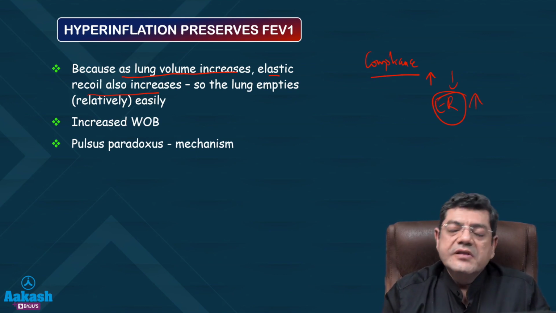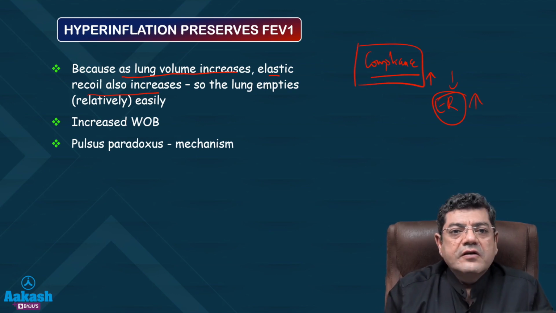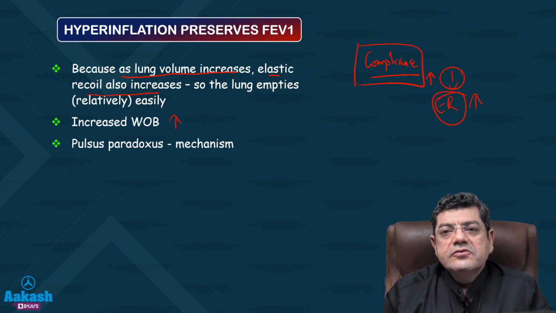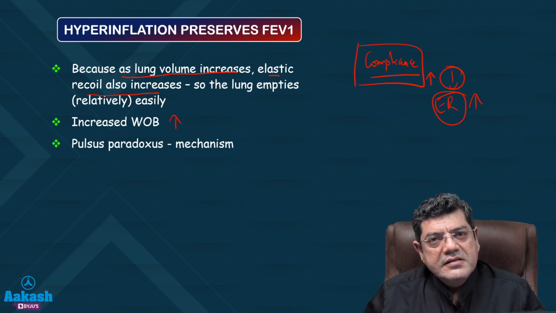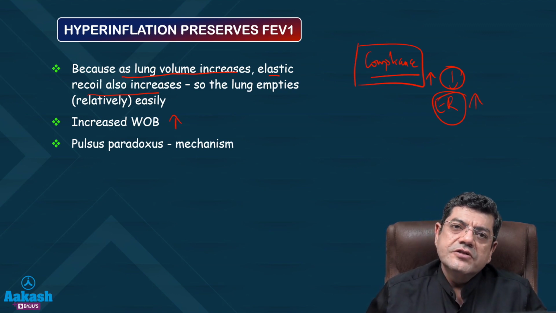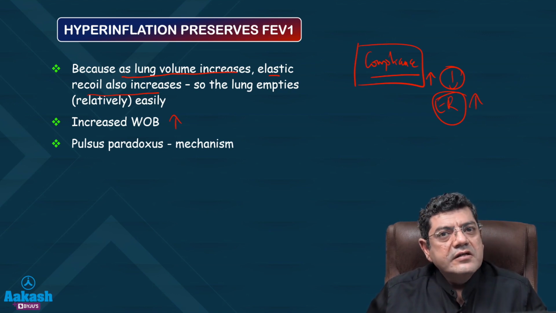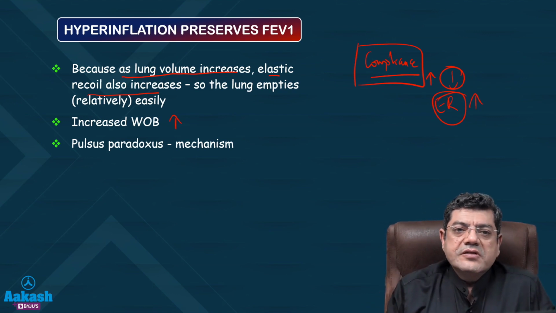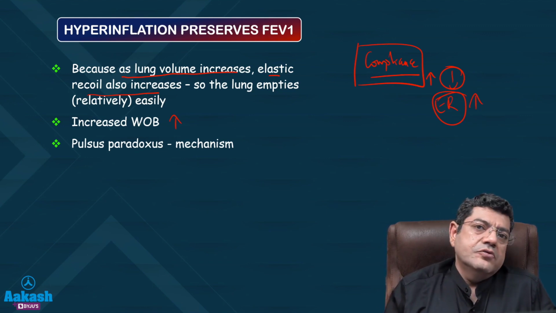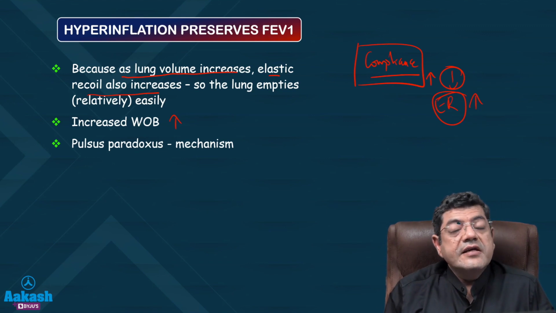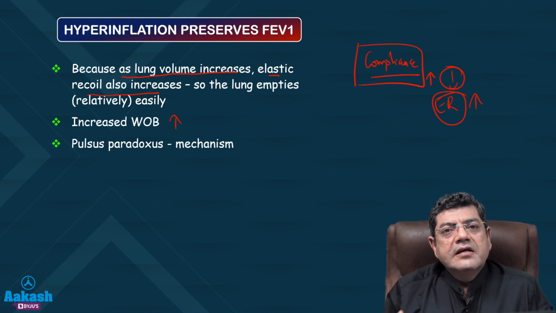One of the problems with hyperinflation is that, by this same virtue, work of breathing is increased because compliance is reduced. Elastic recoil is the ease with which the lung can empty. Compliance is the converse of that, the ease with which you can inflate the lung to a certain volume. Because that is chronically reduced, their work of breathing increases. I explained how, on the basis of available surfactant per unit surface area.